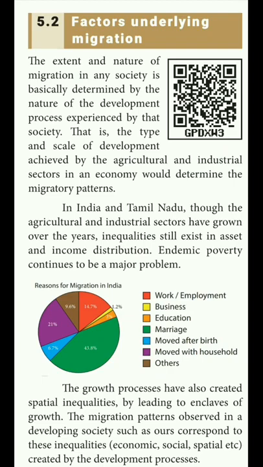That is, the type and scale of development achieved by the agriculture and industrial sectors in an economy would determine the migratory patterns. So, in India and Tamil Nadu, though the agricultural and industrial sectors have grown over the years, inequalities still exist in access and income distribution. Endemic poverty continues to be the major problem. So, what was the main reason? What are the factors for migration? It is poverty. It is one of the factors for migration.